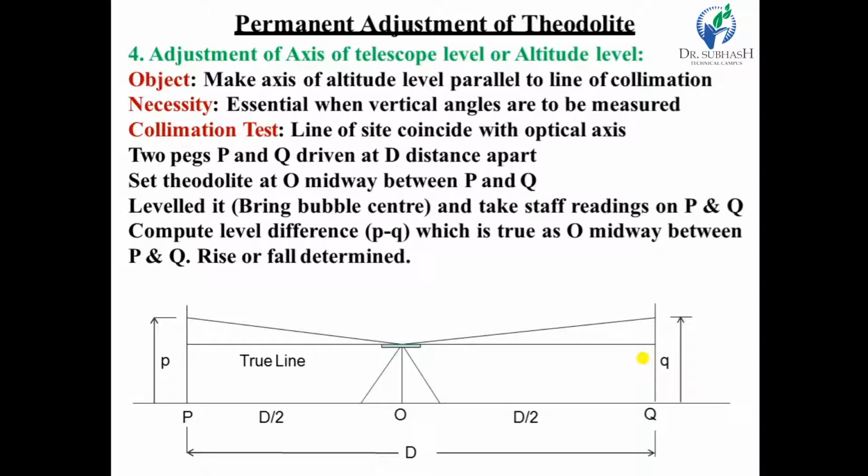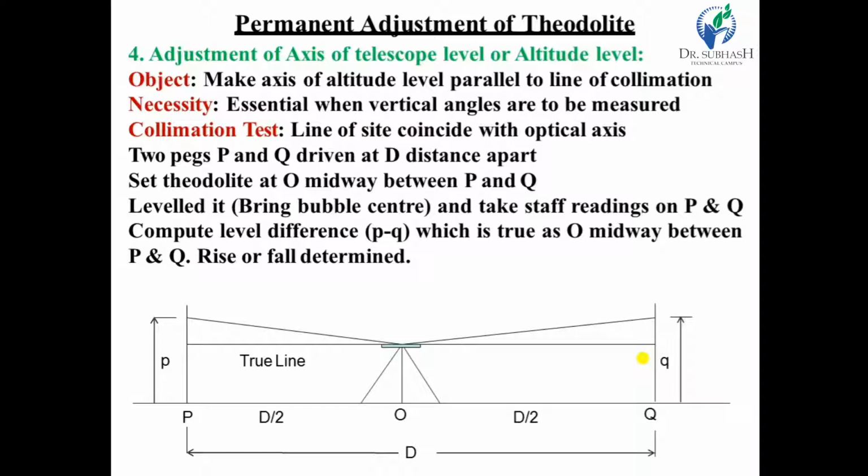Adjustment of axis of telescope level or altitude level. How can we adjust the axis of telescope level or altitude level? Make the axis of altitude level parallel to the line of collimation. That is the objective of our adjustment. Now place the two pegs P and Q driven at D distance apart. Set the theodolite at O midway between P and Q. Level it and take staff readings on P and Q.